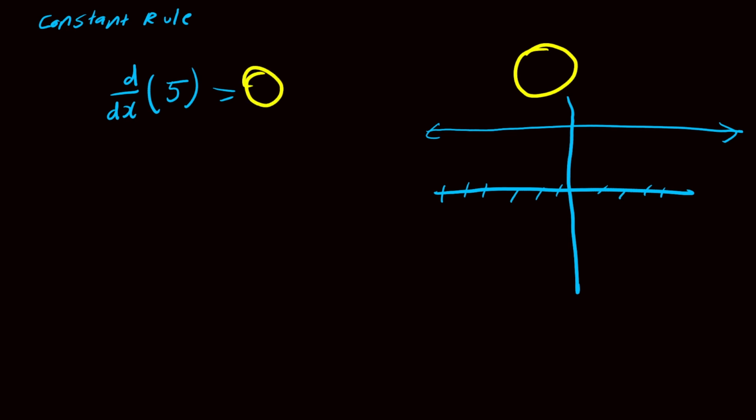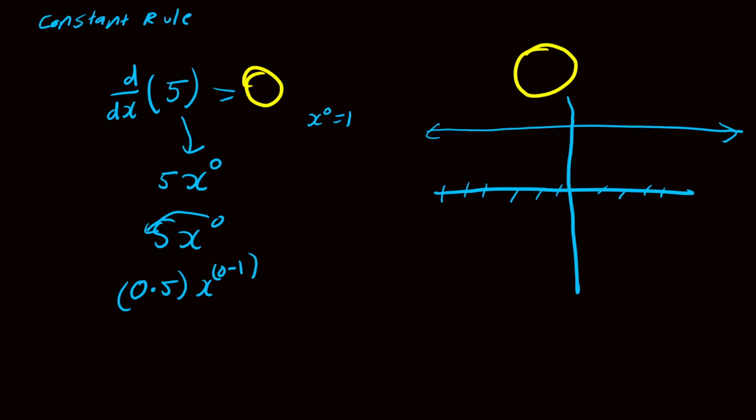Another way you can think about it is I can write 5 as 5x to the 0, right? Because x to the 0 is just 1. So 5x to the 0, I'd use my power rule. So 0 times 5 times x to the 0 minus 1. That's 0 times x to the negative 1. But 0 times anything is just 0. And boom. But yeah, that's all the stuff you need to know.